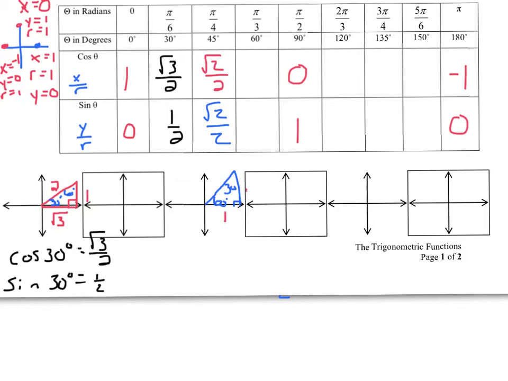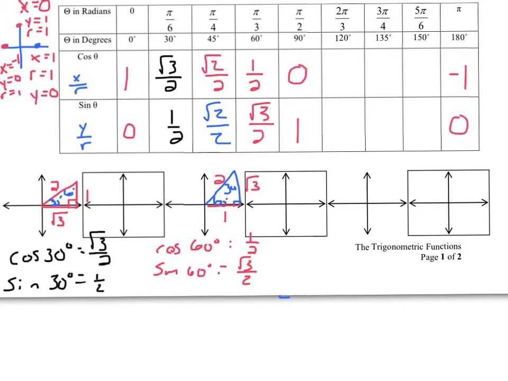Opposite 60 is that number times the square root of 3. Opposite 90 is whatever is opposite 30 doubled. 1 times 2 is 2. So cosine of 60 degrees is x, which is 1, over r, which is 2. Sine of 60 degrees is y, which is square root of 3, over r, which is 2. This is 1/2. This is square root of 3 over 2.